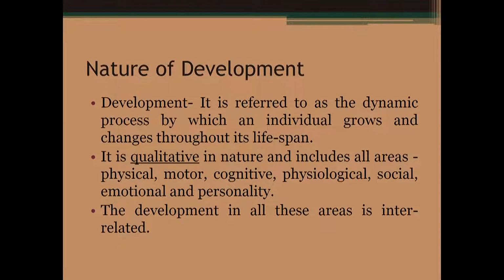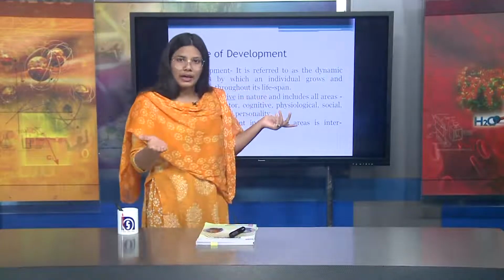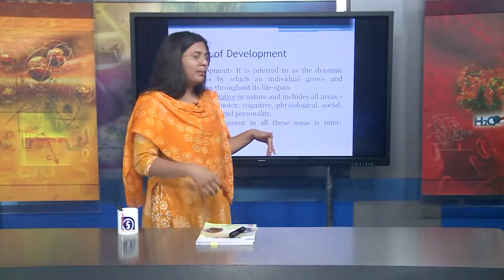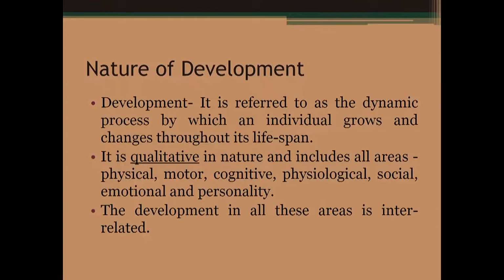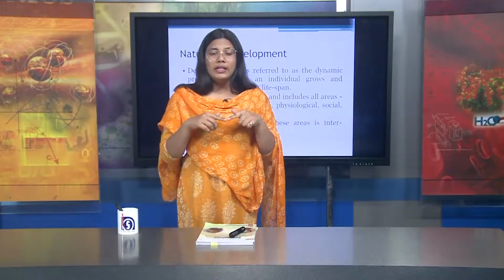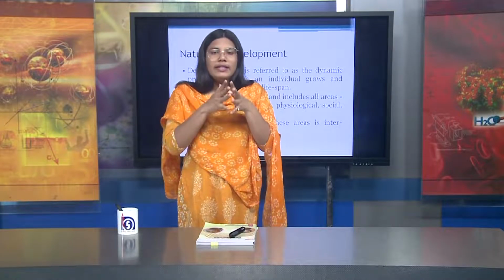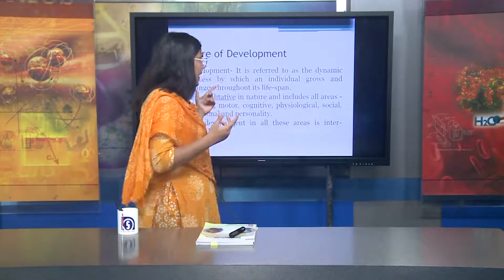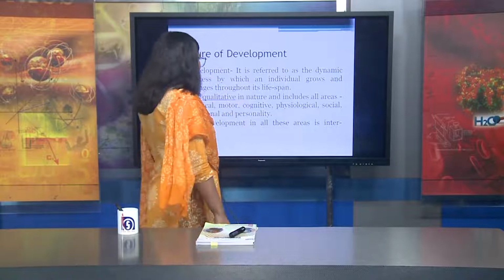So these are the aspects of development or the areas or domains of development that we generally study when it comes to human development. Okay, so the development in all these areas is interrelated. So what we are trying to say here is that development is happening in all these areas, but it's not happening separately in each area. They all are dependent on each other internally. That's why interdependent. So let's understand it in a little more depth.